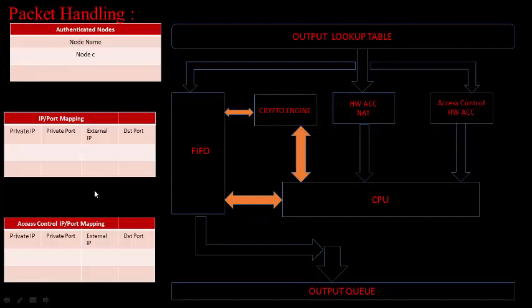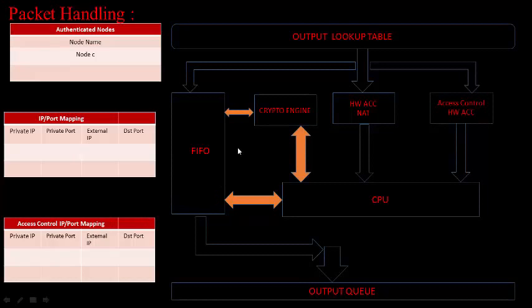There are some other tables in the scratch memory. One of them, which will be used later, is used by the NAT and by the access control part. The NAT maintains a list of the private and the source and the destination IPs, and the access control also maintains a list of IPs to maintain a list of the transactions or the packet exchanges which have occurred.